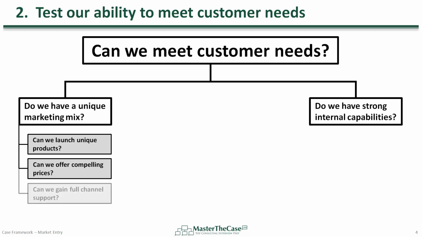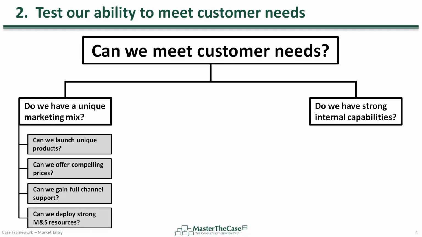3. Can we gain full channel support? We must be able to secure maximum distribution in terms of both quantity and quality in customer-preferred channels. And 4, can we deploy strong marketing and sales resources? We must be able to put in place robust customer pull and channel push promotion activities in order to generate customer demand. To gain a detailed understanding of marketing mix analysis, we recommend that you view our marketing mix tutorial.